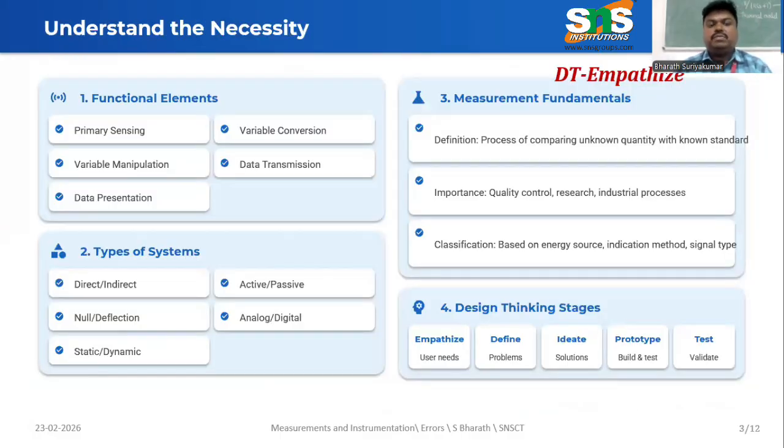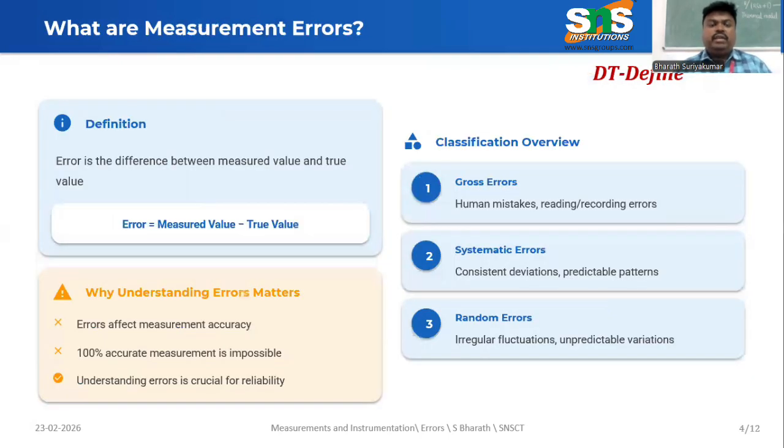To understand these concepts, we have discussed the functional elements and the various types of systems, like direct, indirect, active and passive, null and deflection, analog and digital, and the static and dynamic characteristics of instruments. Today, we are going to discuss what errors are.